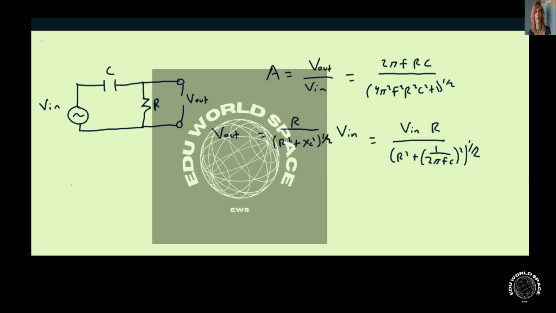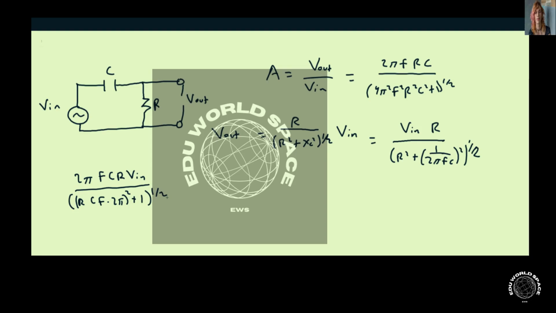So now simplifying further, we get 2 pi frequency, capacitance, resistance times the input voltage all over the square root of the resistance times the capacitance times the frequency times 2 pi plus 1, where this bit is squared and this entire denominator is square rooted.